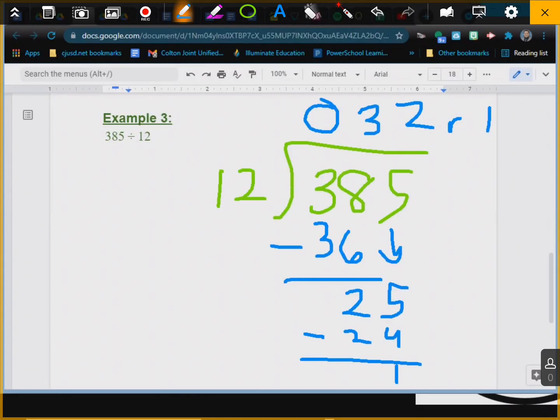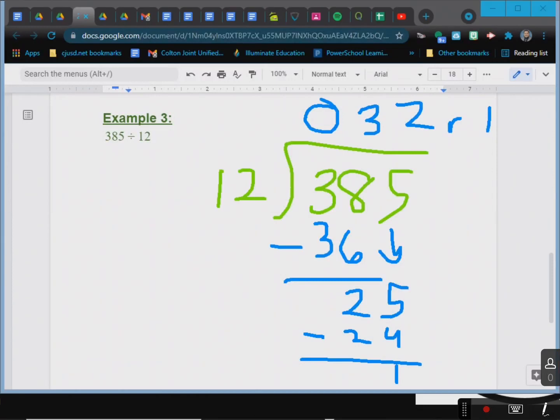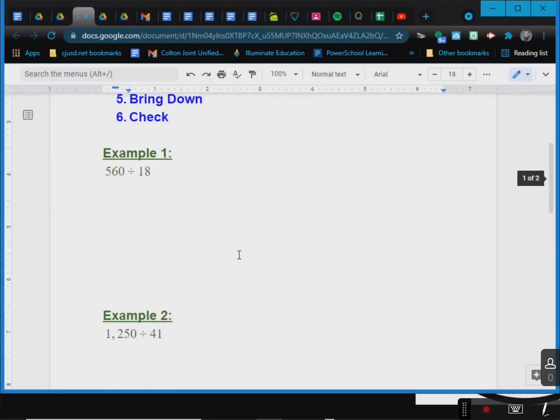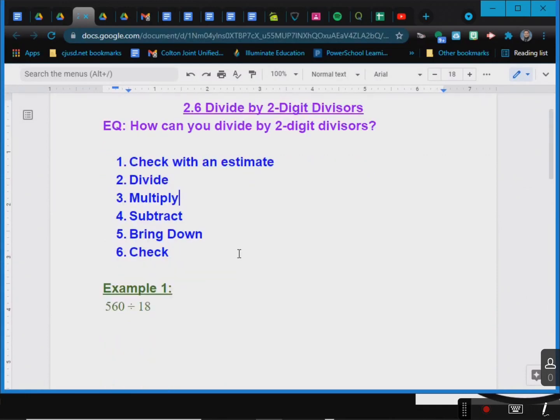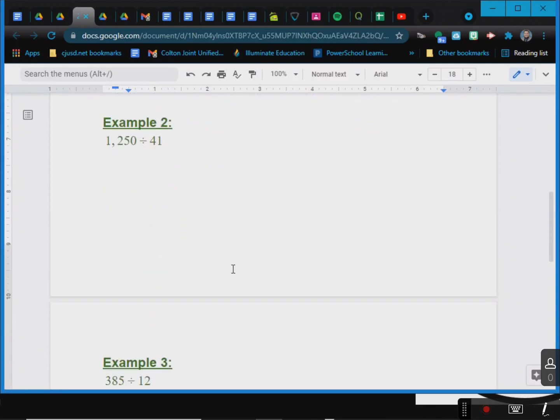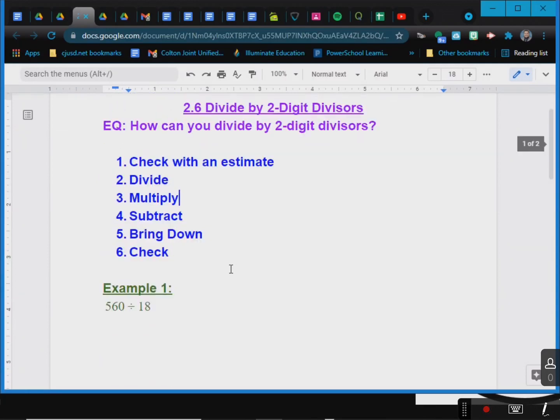Let me know if you have any questions. It's fairly simple. Just remember the steps. The steps are: check with an estimate, which we did, divide, multiply, subtract, bring down, check it again. And you have to repeat those steps depending on how big the number is.